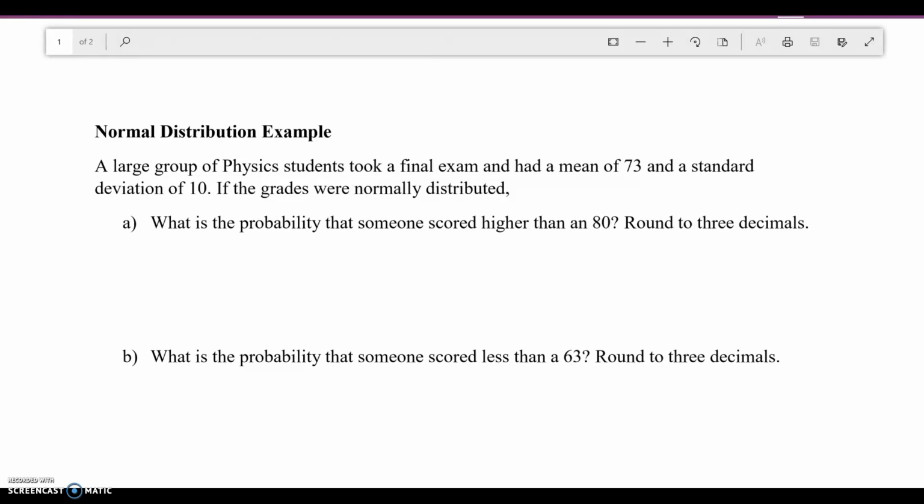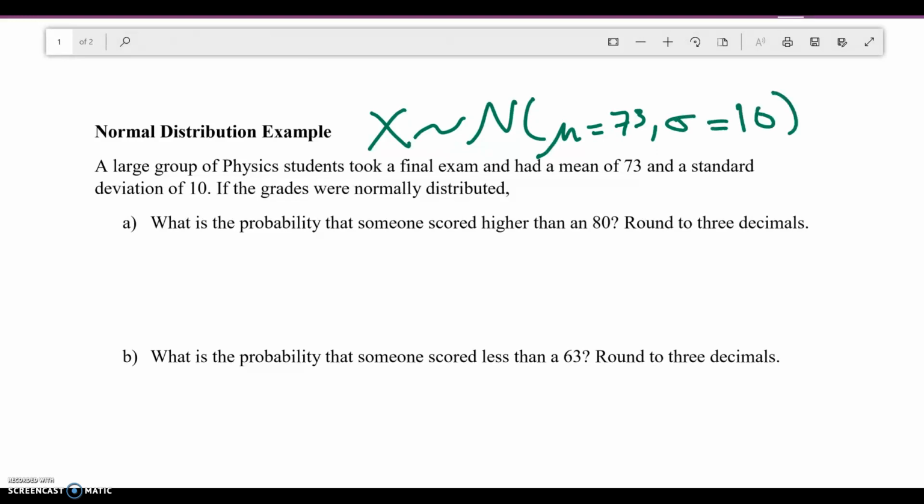Okay, so we have a couple things. We know that our X value, or here, all of the grades for the final exam, is normally distributed with a mean mu of 73 and a standard deviation sigma of 10. What we want to find is the probability that someone scored higher than an 80.